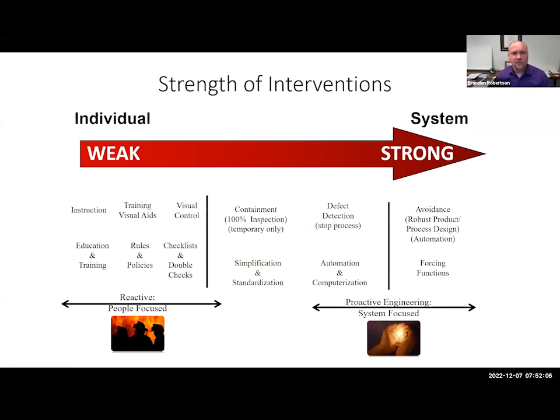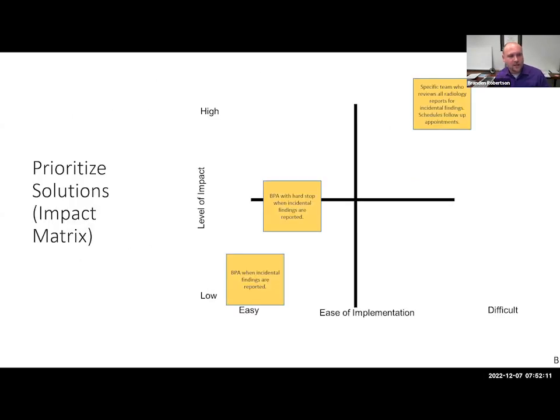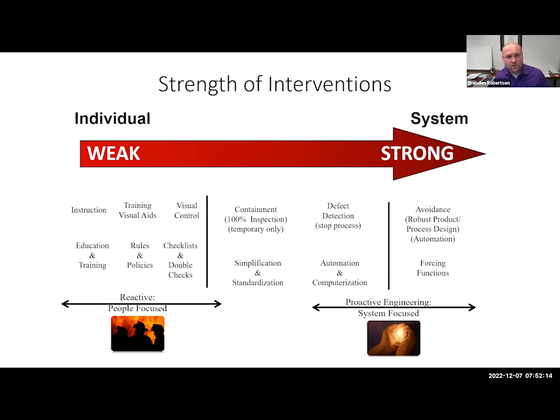All right, strength of interventions, very similar to the prioritization matrix, but this is able to help us understand that some of these things, our interventions are weak, right? Their education, their policies, and their checklist. And sometimes we have to implement those, but our goal is to implement these solutions on the right side. Things that are force functions. You cannot put this connector into this wrong connection. It physically will not work because if you do, bad things happen. So that's how we try our best to design things out.